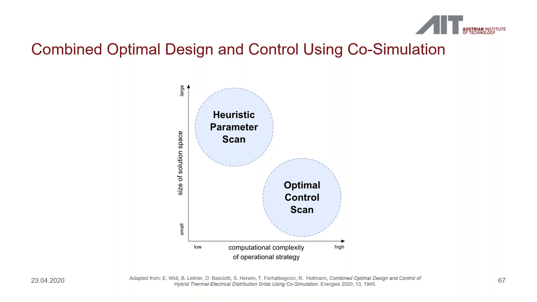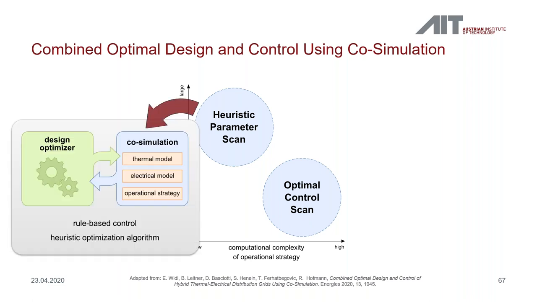On the other hand, also the way that you want to operate the system, you can do that in different ways. For example, you can do rather simple rule-based controls, or you can go into optimal control. So there's quite a large difference in computational complexity. And we said, okay, looking at all these possibilities, we basically say two ways forward. The one is what we call heuristic parameter scan, and the other is what we call optimal control scan.